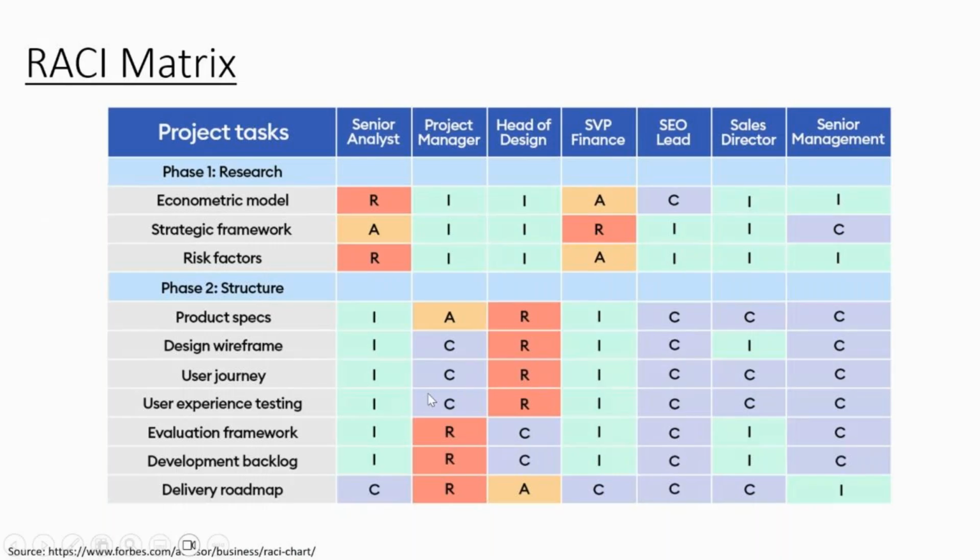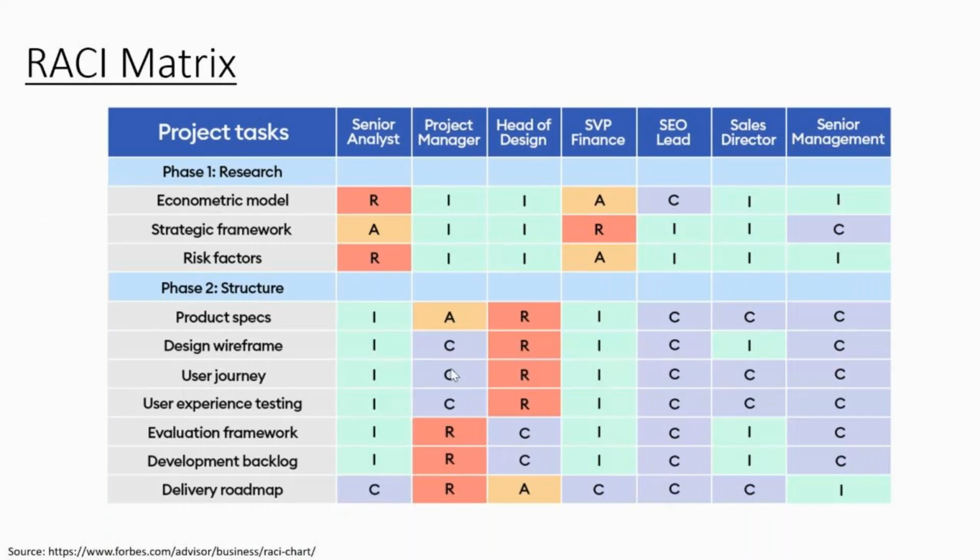Then you see something called C. C stands for consulted. So for the user journey, who all are consulted? The project manager is one. Then you have your SEO lead, your sales director, and your senior management. All these people are consulted, meaning they are the set of people with whom the head of design, who is responsible for this particular user journey, would be discussing and getting the information, and based on that, the user journey would be created.